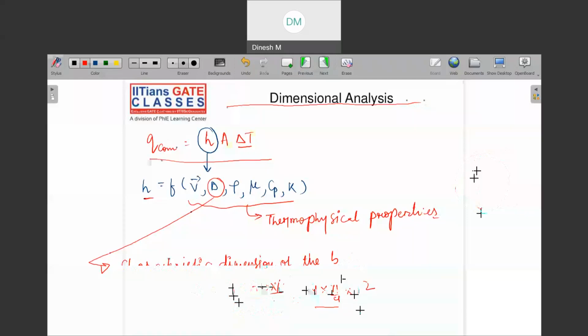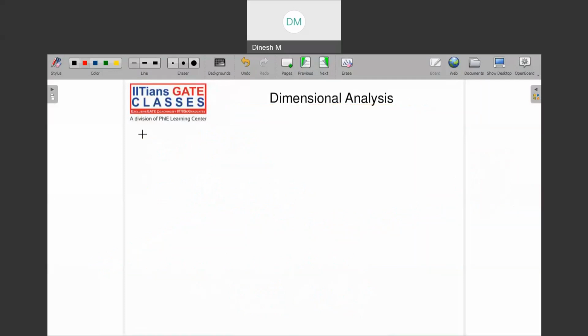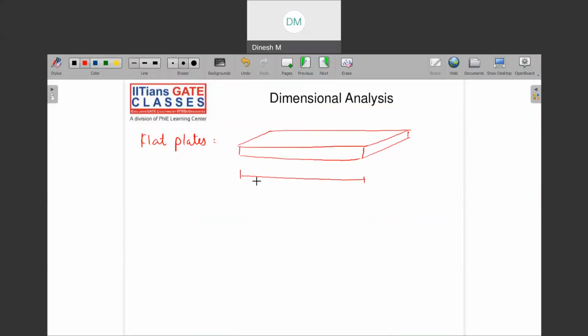In the case of flat plates, this is the length only. Let us say this is a flat plate upon which there is some flow happening. Then what is L? L is the length of the body itself. So this L, which you can see here, itself is the characteristic dimension. For now I can write it as D. And for circular pipes we have seen this is the D.